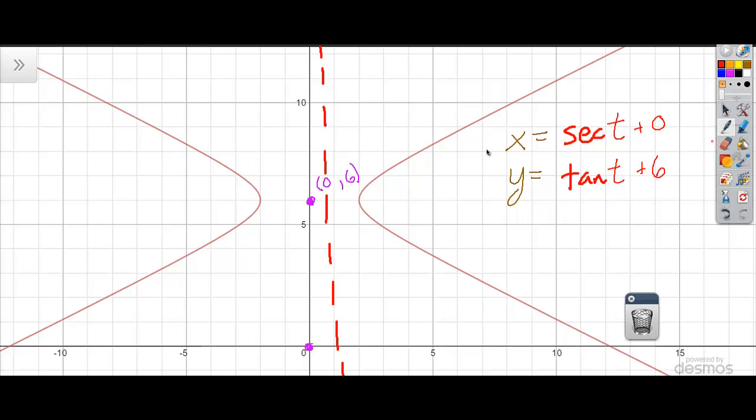Since that's 0 and I'm adding 0, I can just get rid of it. So I have secant t and I have tangent t plus 6. But I'm forgetting, of course, what goes in front of it. I need an a coefficient and I need a b coefficient. Once I have those, I'll be done with this part of it.